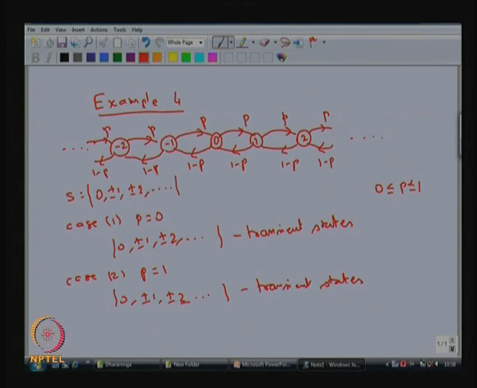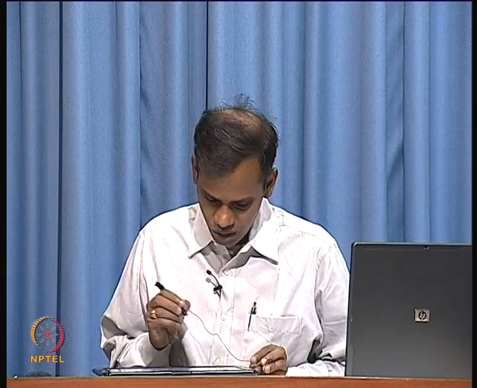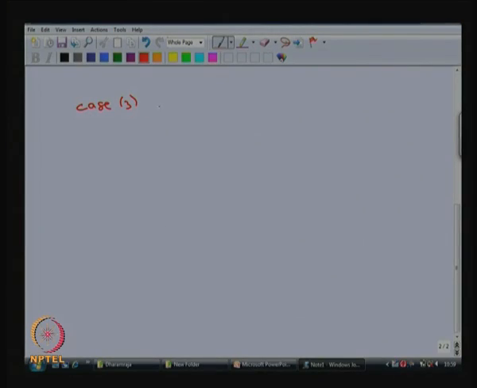In both the two cases, the situation for the limiting distribution may change. One is on the left side, the other is on the right side, whereas all the states are going to be transient states. But our interest is in the third case, where p lies between 0 and 1, the open interval.